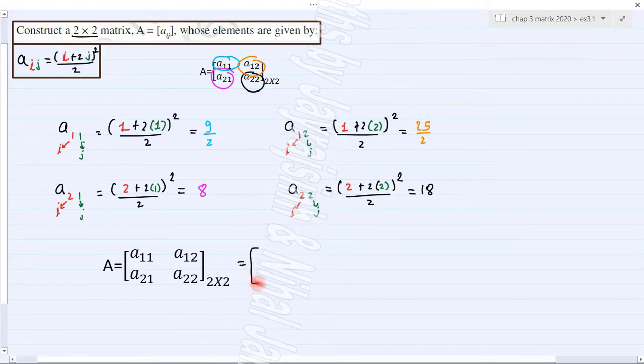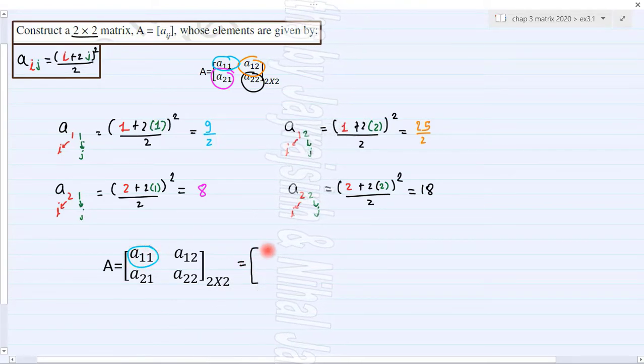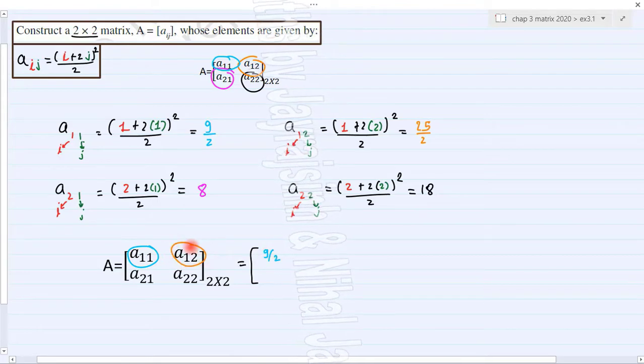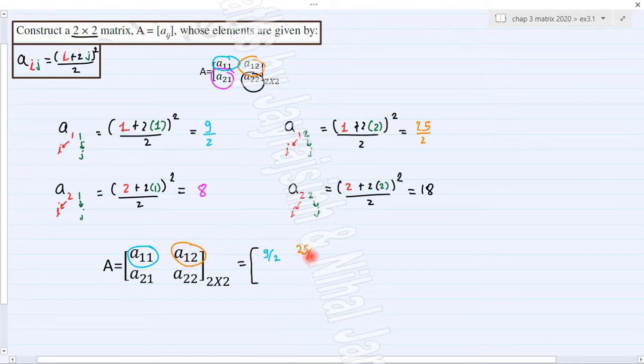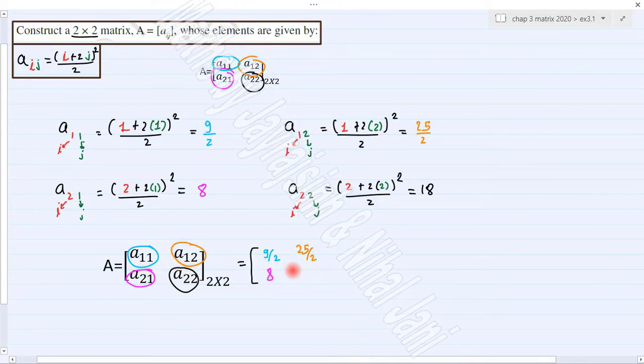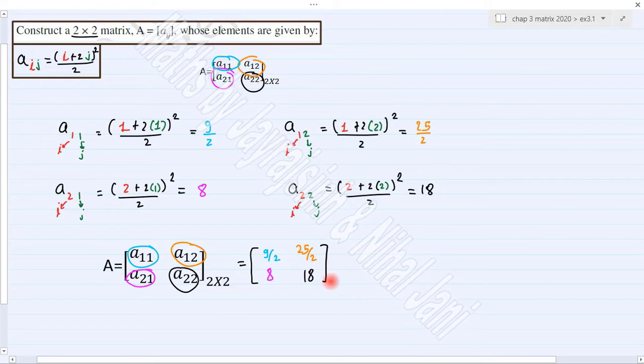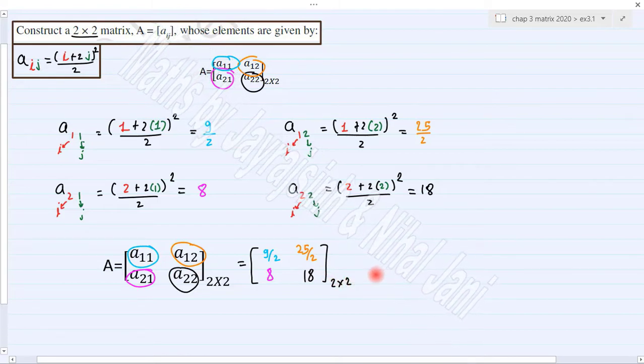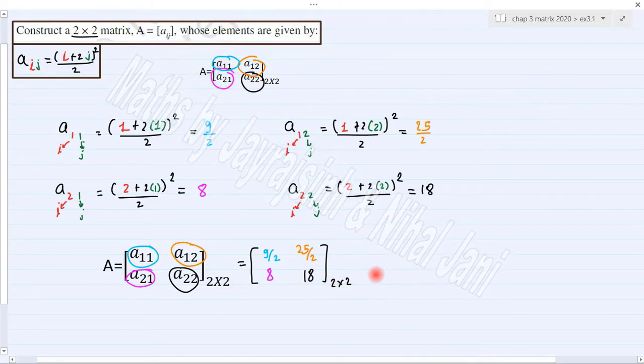Just place the values. Your a11 is 9 by 2, a12 is 25 by 2, a21 is 8, and a22 is 18. So we get our 2 cross 2 matrix. Ta-da!